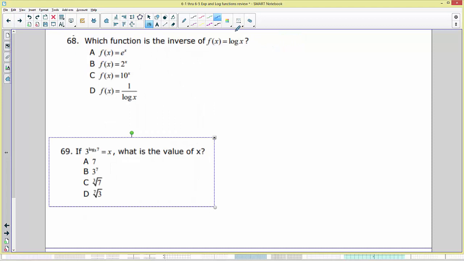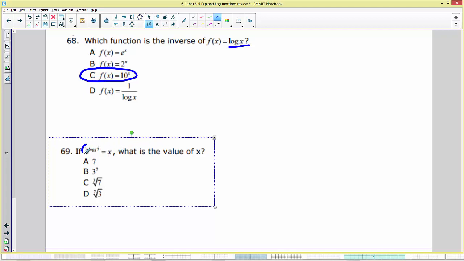Okay, what's the inverse? Which function is the inverse of this function? Well, that's just log base 10. So it's just 10 to the x, right? Log base 10. There's a 10 hidden here. 10 to the x.